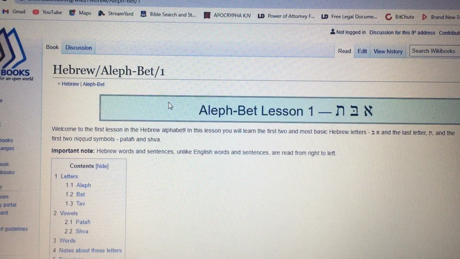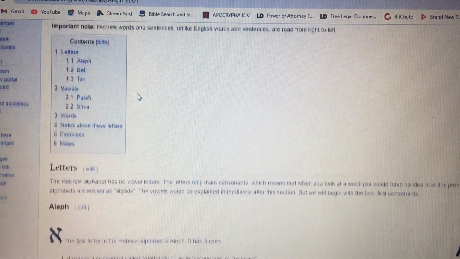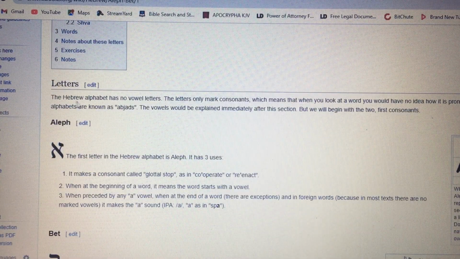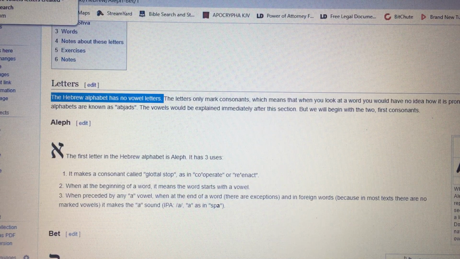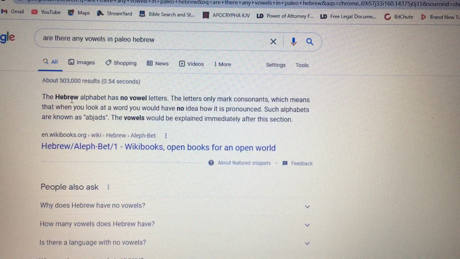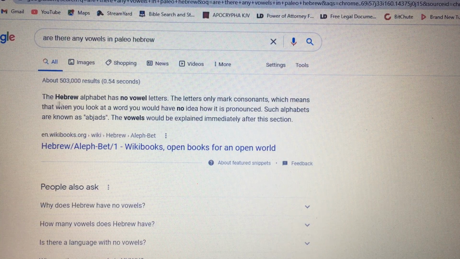All right, this is Wikibooks. If you can see that, Wikibooks. Okay, I'm going to drop down to right here. It says the Hebrew alphabet has no vowel letters. You hear that? The Hebrew alphabet has no vowel letters. Okay, none. No O's, no U's, no E's, no V's. Okay. Again, are there any vowels in Paleo Hebrew? The Hebrew alphabet has no vowel letters. Okay? None.